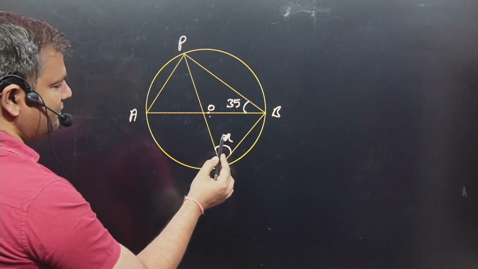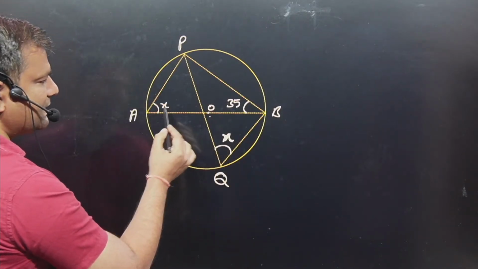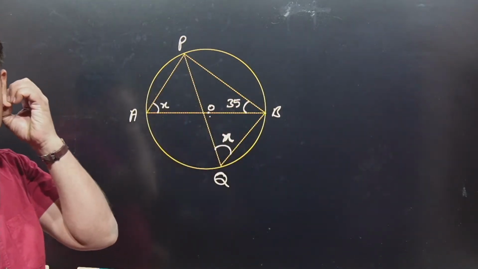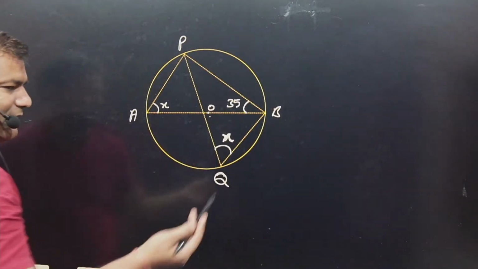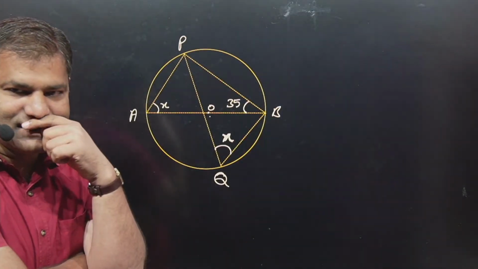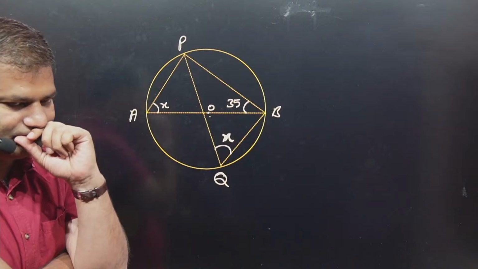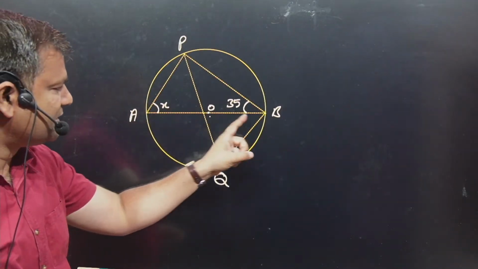Basically this angle is X. So this angle and that angle are the same. Why? Because of the same segment. I think you understand. So now our target is X. How can we determine X? Simple.